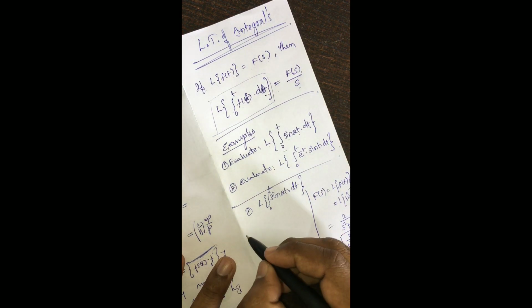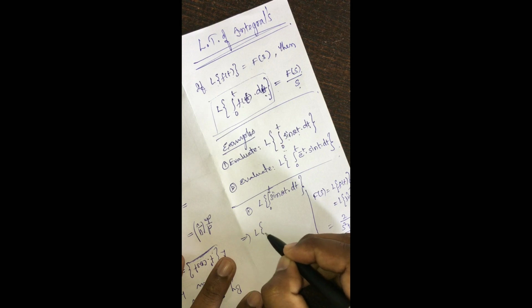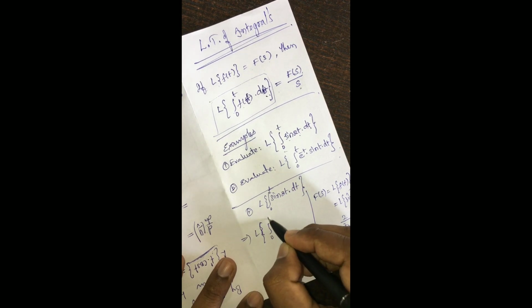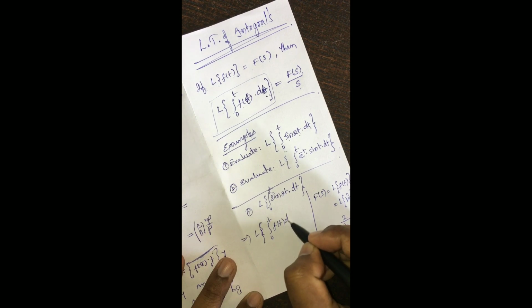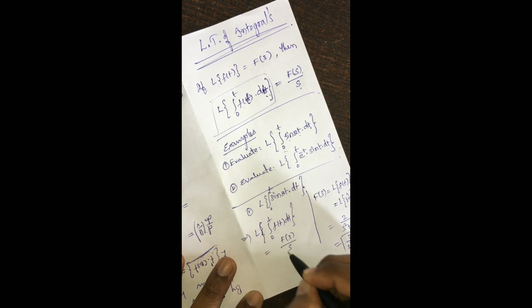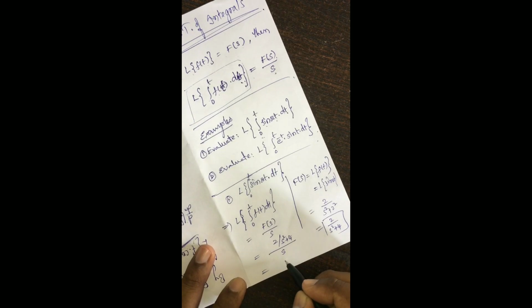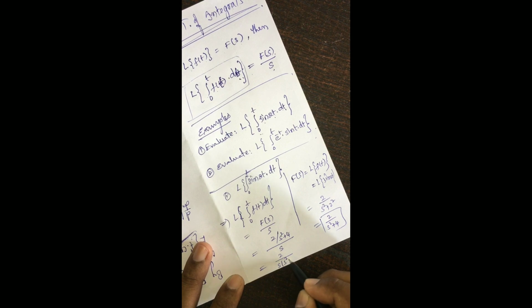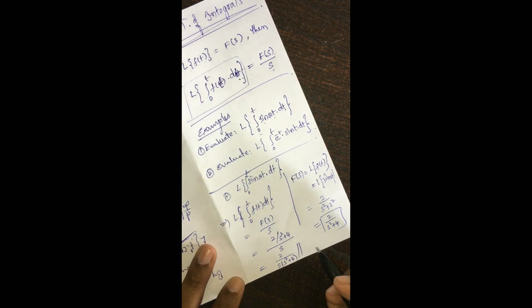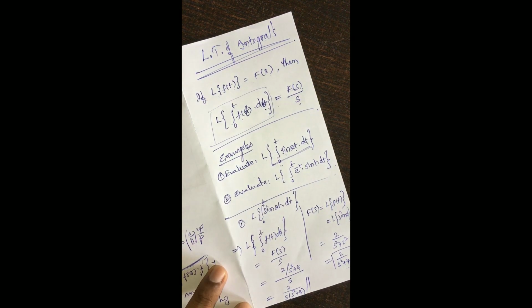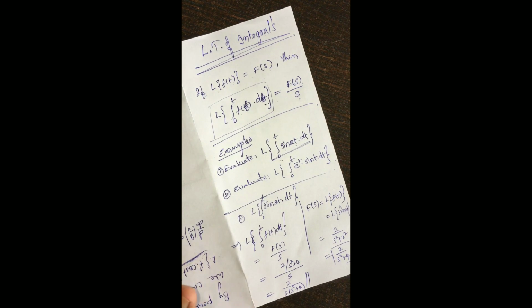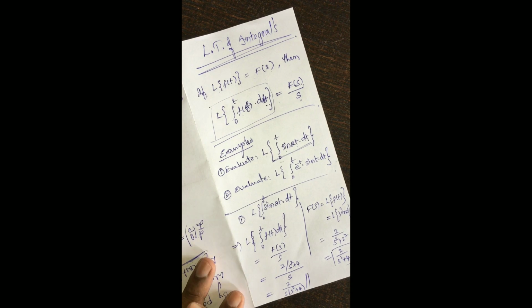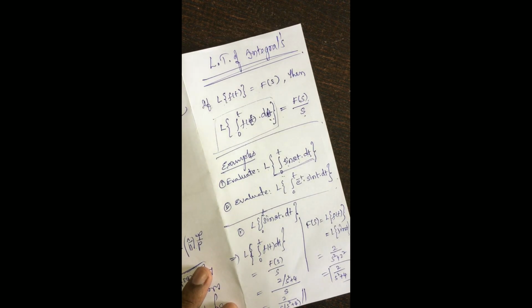The Laplace transform of the integral from 0 to t of f of t dt is equal to F of s by s. F of s is 2 by (s square plus 4), so the result is 2 by (s square plus 4) by s, or 2 by s into (s square plus 4). This is the value of this integral. That's all. Without doing the integrations, we can find the Laplace transform of integrals.